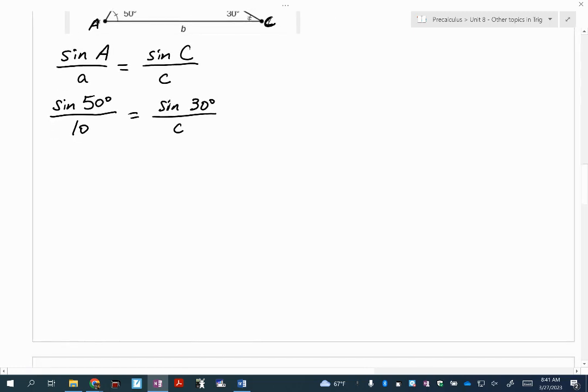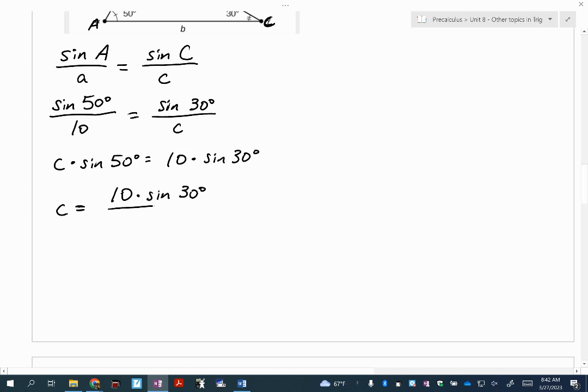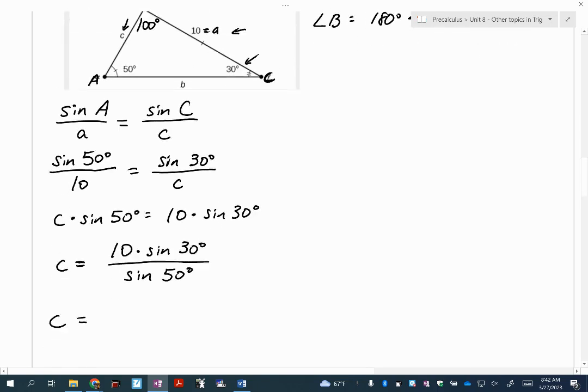Now this is a proportion, so I will be cross multiplying. So c times the sine of 50 degrees equals 10 times the sine of 30 degrees. So to get c by itself, I'm going to divide both sides by that sine of 50 degrees. So this is what I'll be typing into my calculator to find side length c. All right, and it does say to round to the nearest tenth.